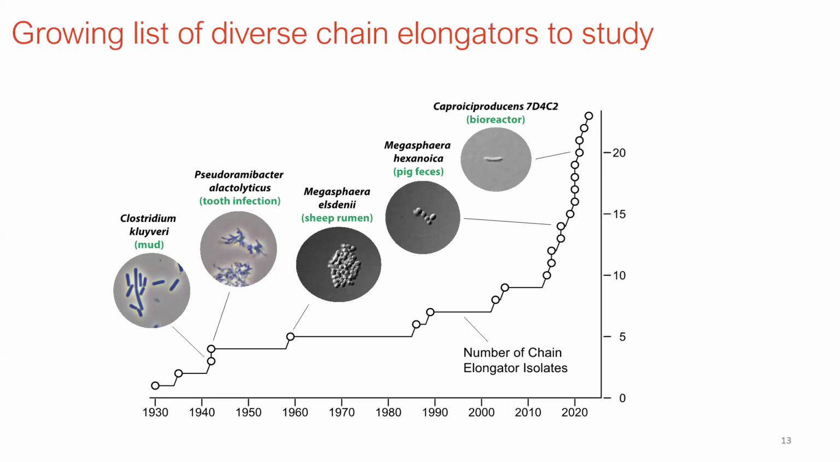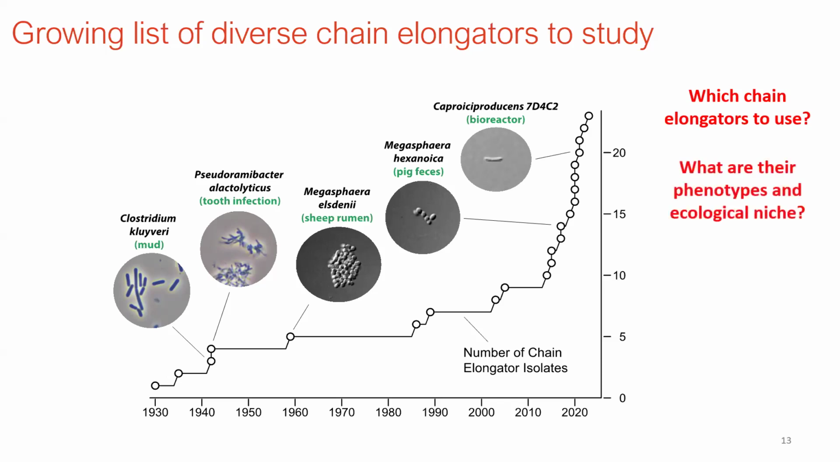When we're looking at these synthetic communities, starting with the chain elongators, there's lots of questions to ask. The first one is, which chain elongator are we going to use in our synthetic community? There's lots of them. Which one do we pick? What are the differences between these chain elongators? What are their phenotypes? What are their ecological niches? Can they be genetically modified?